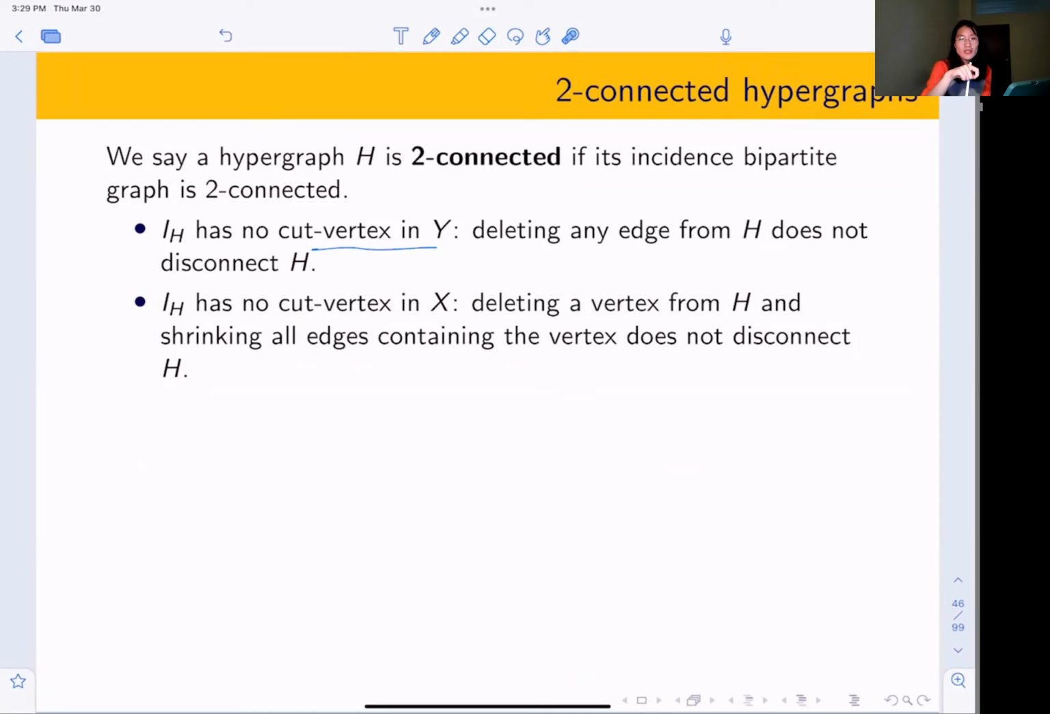But whenever we delete a vertex in the incidence bipartite graph, it doesn't just correspond to deleting the vertex in the hypergraph. What we do is delete the vertex, but we also now remove it from any of the edges that contained it. So those go from r edges to r minus 1 edges. And if doing this does not disconnect the graph, as well as the first property, then we say it's two-connected.